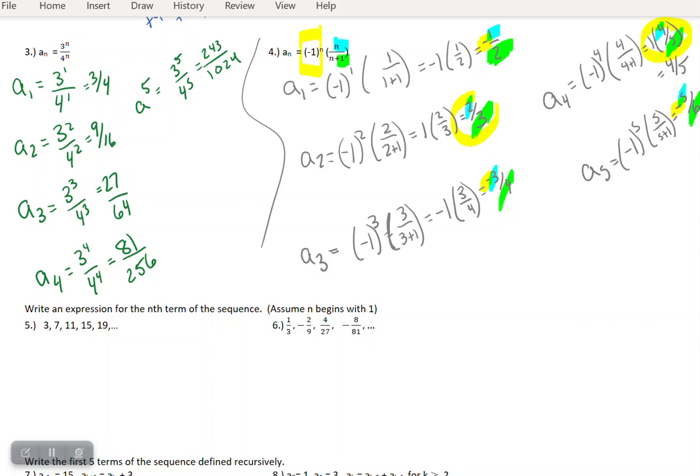And again, going back a little bit to 3, we can see the patterns of the numerators that's happening. We go 3, 9, 27, 81, 243. If we worked backwards on that, we should hopefully see that those are all multiples of 3 and come up with 3 to the n. And then looking at the denominator, multiples of 4.